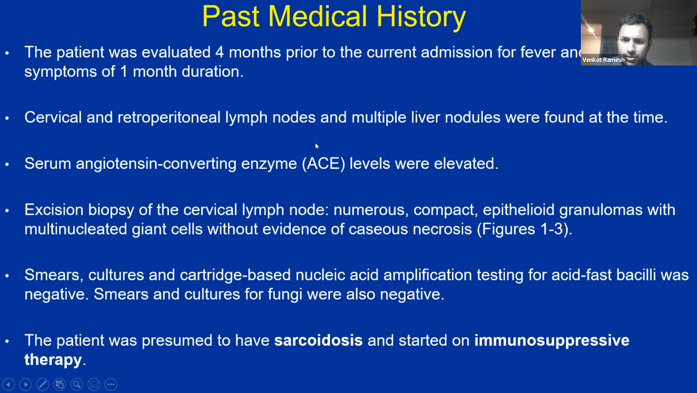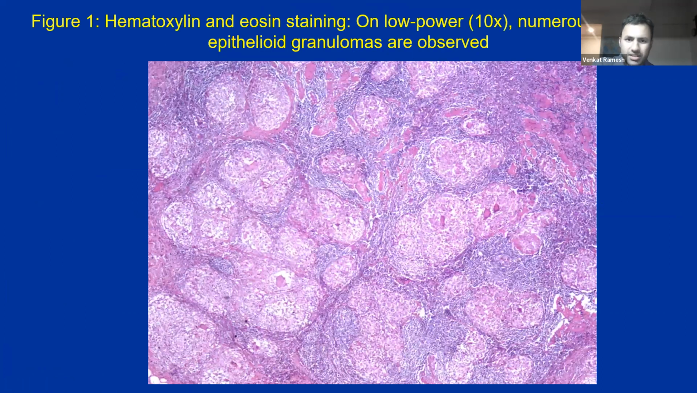Cervical and retroperitoneal lymph nodes, multiple liver nodules were found at the time of evaluation, and serum ACE levels were elevated. Basically, what she had on biopsy of those lymph nodes, cervical lymph node, was epithelioid granulomas with multinucleated giant cells without evidence of caseous necrosis. Testing for TB, including PCRs, and testing for fungi were also negative. So given the elevated ACE levels and the epithelioid granulomas on lymph node biopsy, she was presumed to have sarcoidosis and started on immunosuppressive treatment. I'll just skip these slides.